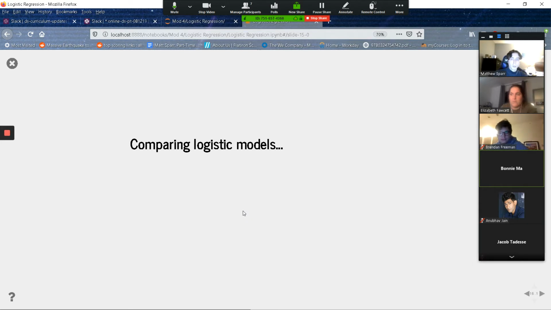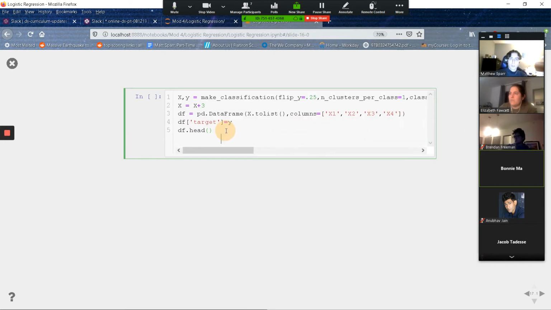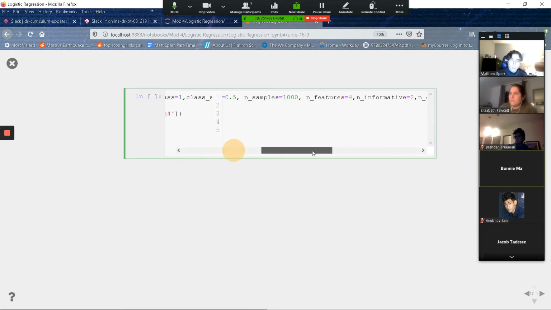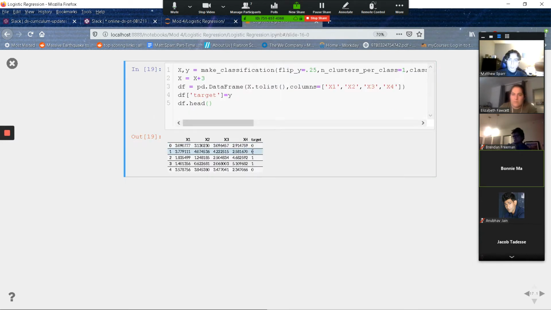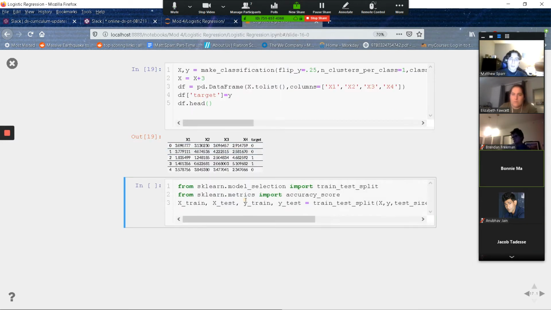So now we're going to talk about comparing logistic models and also adding more than two features. So this is going to make, I think, 4 features. Yep, so x1 through 4. And now we're going to bring in the train test split because we're going to try to find a model that best fits our data. So we want something that we're not trained on in order to basically validate it at the end. So we'll just do a train test split here.